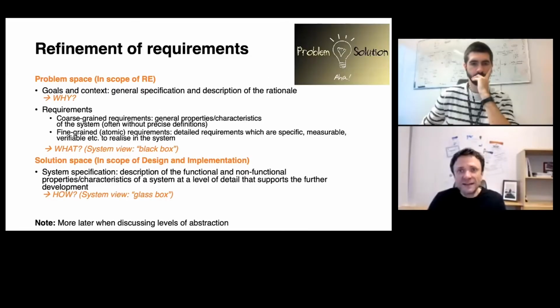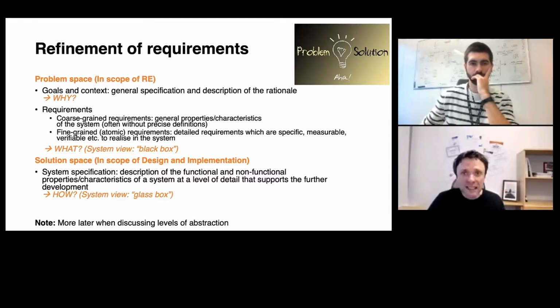Now, let's take this example and put this into context. In the first lecture, we discussed generally the problem space and the solution space. And we said that in requirements engineering, we focus on the specification of the problem space. And we highlighted some exemplary questions related to the problem space and the solution space. In requirements engineering, we tend to answer two questions. Number one is why is something necessary? Number two is what exactly is necessary.